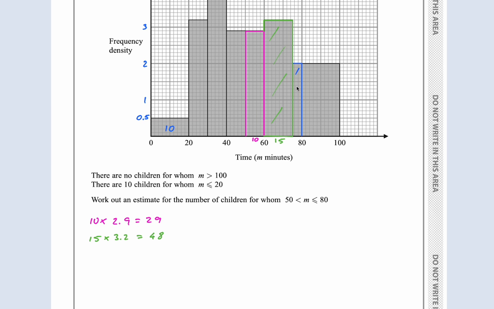And then finally, this here, the blue area, this is now 5 because it's going from 75 to 80. So that length is 5, and this is 2. So it's just 5 times 2, which is easy. That is 10. Okay, so the total is, we just add these up, 29 plus 48 plus 10, which is 87. Use your calculator, guys. Answer is 87. Okay, that's correct.